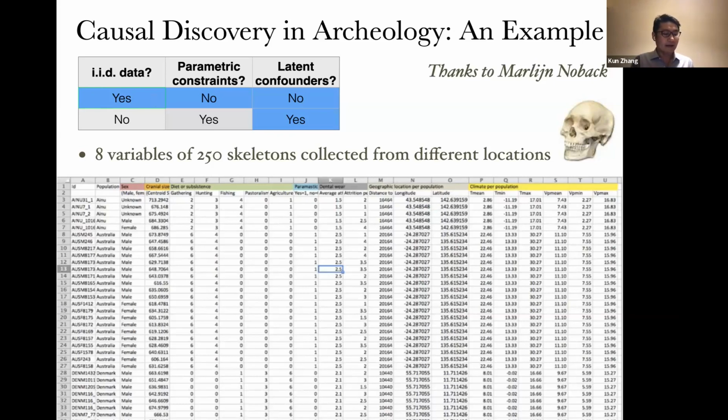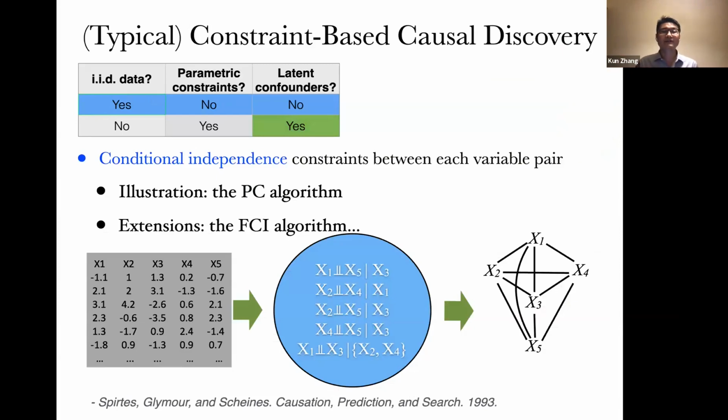So this is IID data, and in this case, some variables might even be high dimensional. We have no idea about how they are related, so we don't have parametric constraints, and we may or may not have latent confounders. So right here, by making use of just conditional independence, you can recover the underlying causal graph up to some kind of equivalence class.